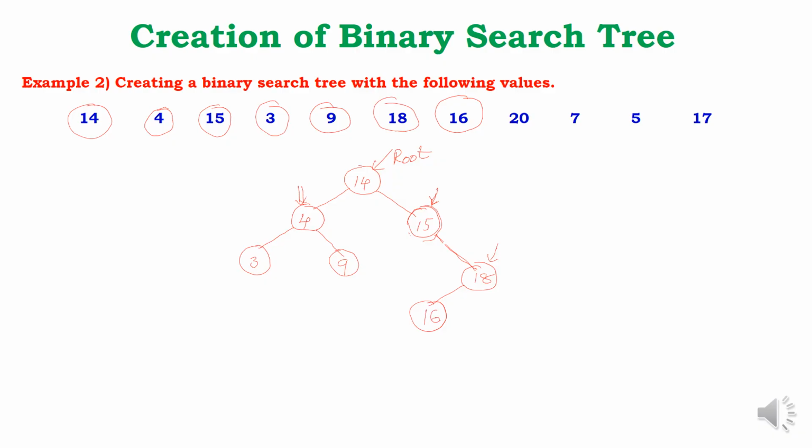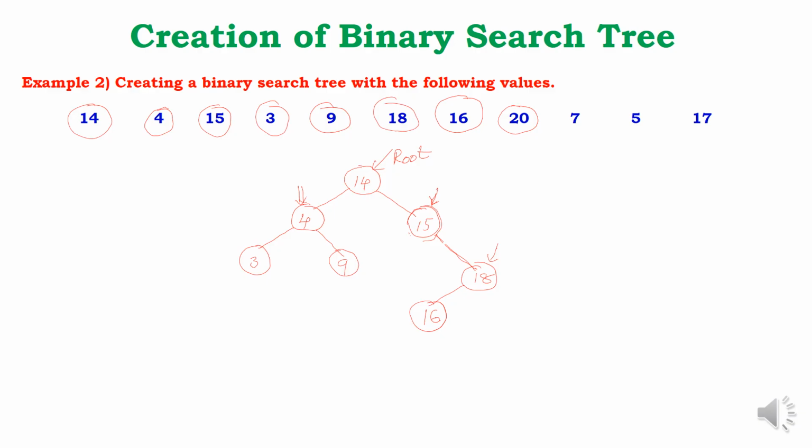Then add node with information 20. Again start comparing with 14, that is root node. Is 20 greater than 14? Yes. So it should come in the right subtree. Right is not null. Go to right node.